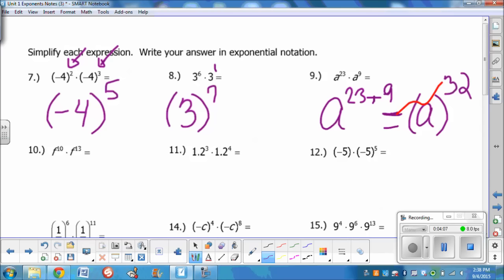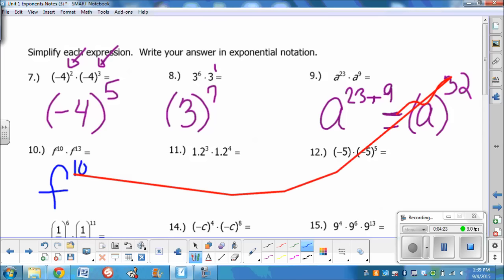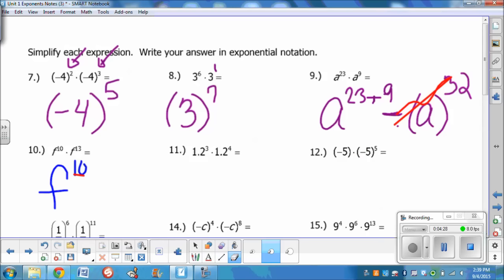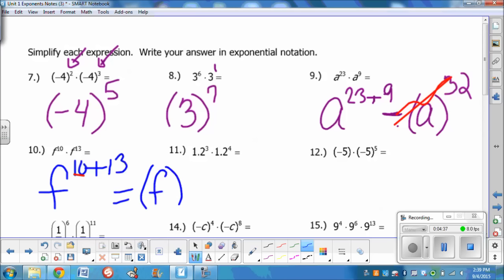I don't know where that red line is coming from. Something's going on with my stylus, apparently. Next one, number 10. Maybe if I change colors. So f to the 10th times f to the 13th. So 10 plus 13. Oh, gracious. I don't know what is happening with that red line. 10 plus 13 gives me, I'll put my base in parentheses, f to the 23rd.